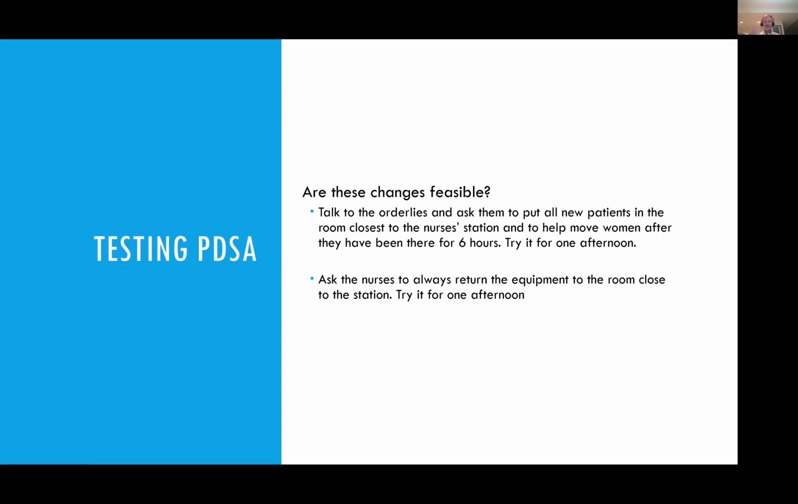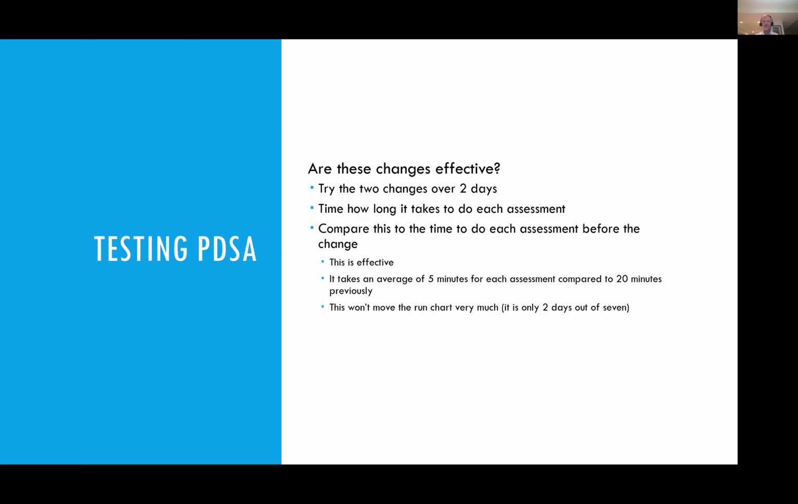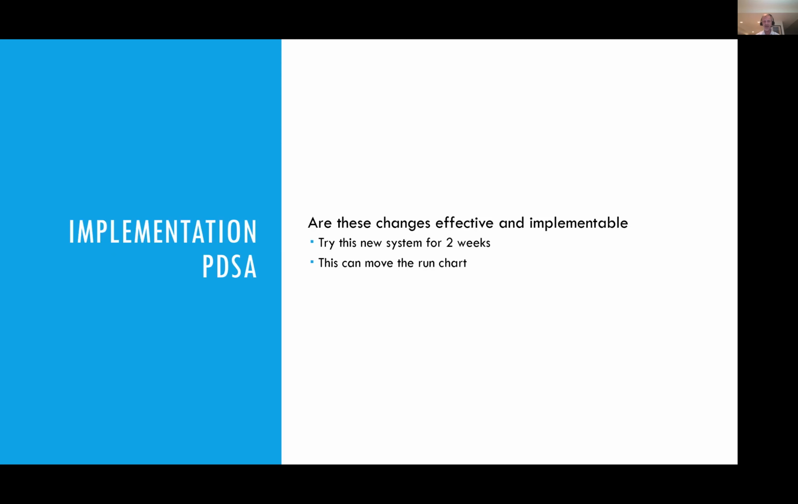Even when you start testing it for a couple of days, you'd have to measure how long it would take, for example, and compare it to what it took before. And you can learn that this test is feasible. And you can become very confident that the test is feasible and effective. But again, it won't change the run chart because your run chart is looking at weekly data. It's only when you start doing implementation tests where you might say, let's try it for 2 weeks to see if it works. This can move your run chart, okay?